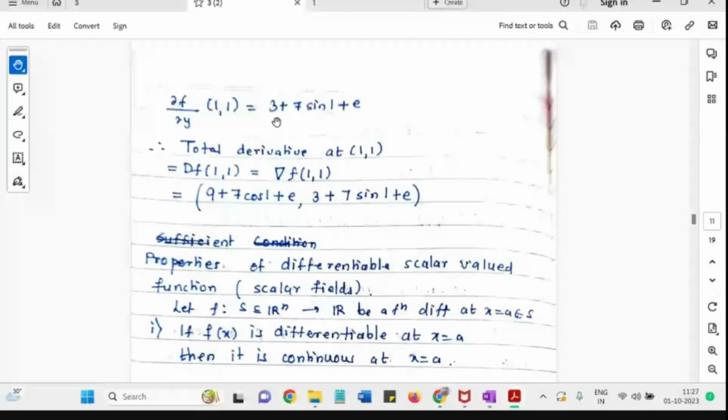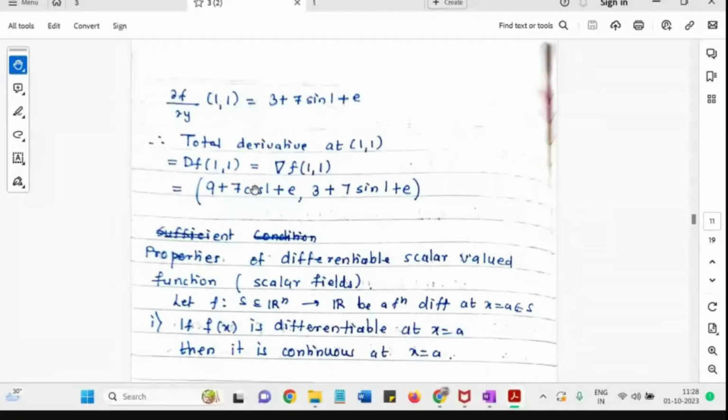So the total derivative at 1, 1 is grad f at 1, 1. This is the value of dou f by dou x at 1, 1. This is the value of dou f by dou y at 1, 1. As you can see over here, that is the total derivative. So that is how we calculate the total derivative of a scalar valued function.